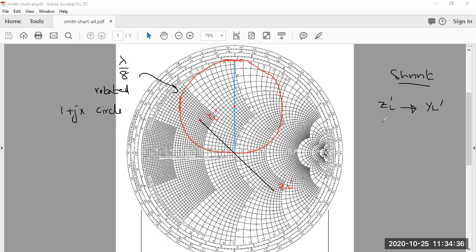So ZL dash, which was equal to 1.2 minus j1.6, when you transform it to YL dash, what is the value of YL dash? You can see that it is on this circle 0.4. So the real part, or the conductance part, is 0.4. And the imaginary part, let me take the value which is close to the actual one, is almost 0.3.